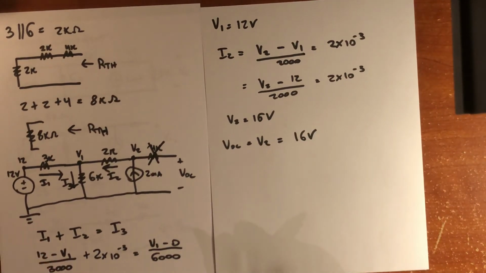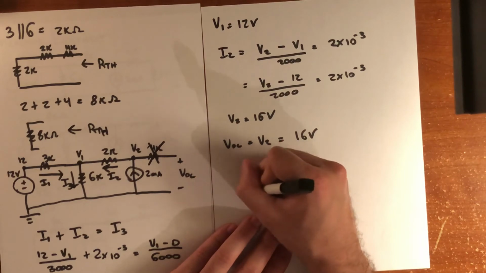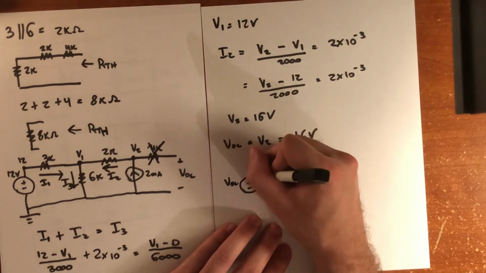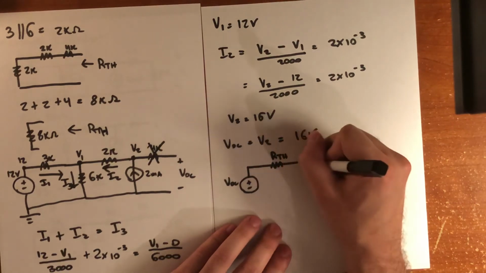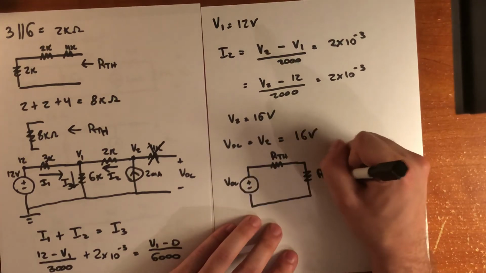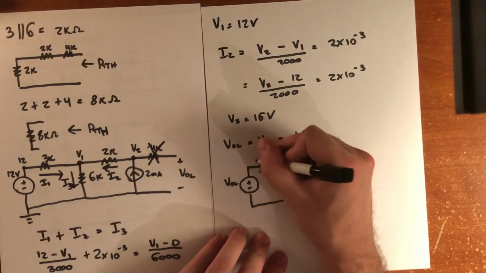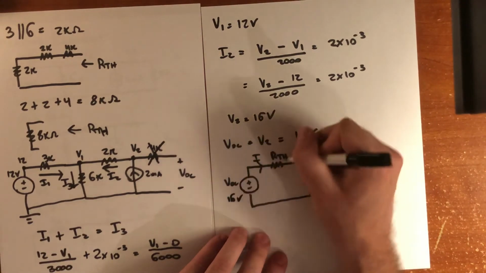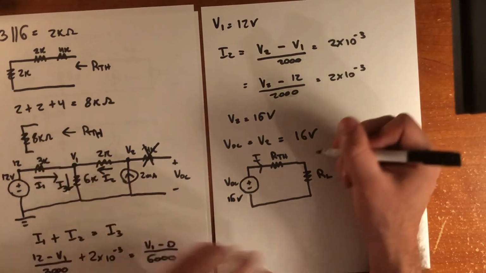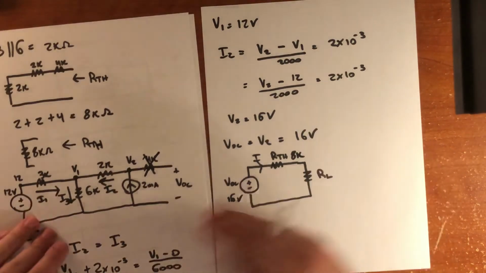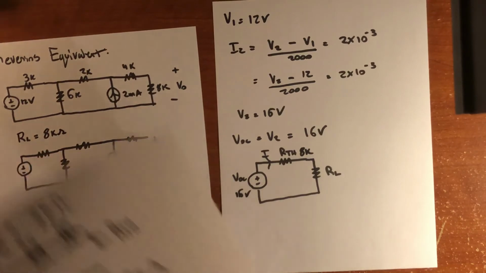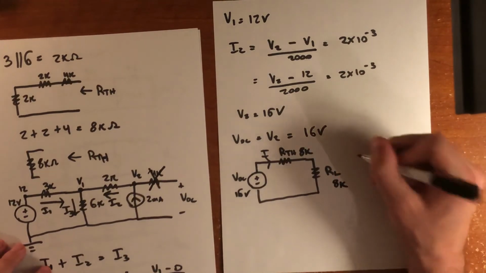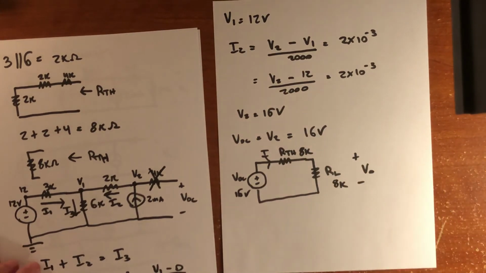So now we found the equivalent resistance, and we found the voltage across the open circuit, across the load. So now let's draw the Thevenin equivalent circuit. The circuit has the open voltage source, the equivalent resistance, RTH, and the load resistor with the current going across. So we know that VOC is equal to 16 volts. We know RTH is equal to 8K. And we know RL, which, remember, is the load, is equal to 8K. Okay, and we want to find V0, the voltage across the 8K resistor.